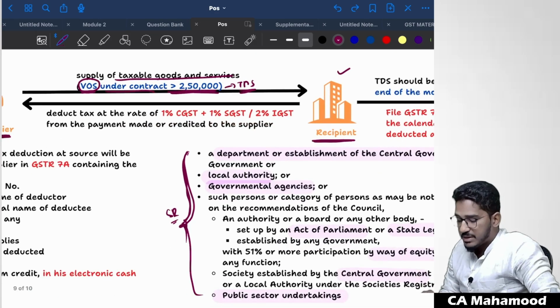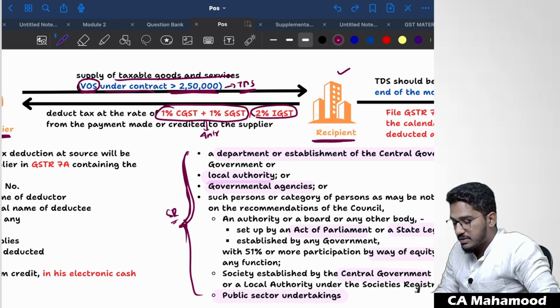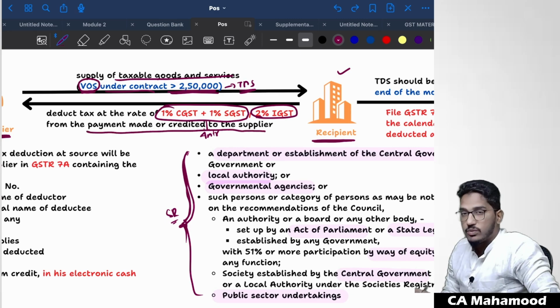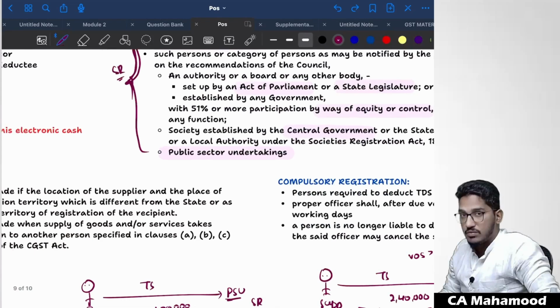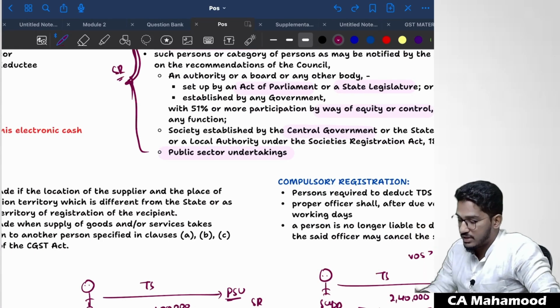And if TDS becomes applicable, how much TDS will be deducted? Deduct tax at the rate of 1% CGST, 1% SGST in case of intrastate supply. If it is an interstate supply, directly 2% IGST will be deducted from the payment made or credited to the supplier. And one more thing here, you have to calculate that 2%, or 1% CGST and 1% SGST, also on the value excluding the GST only.